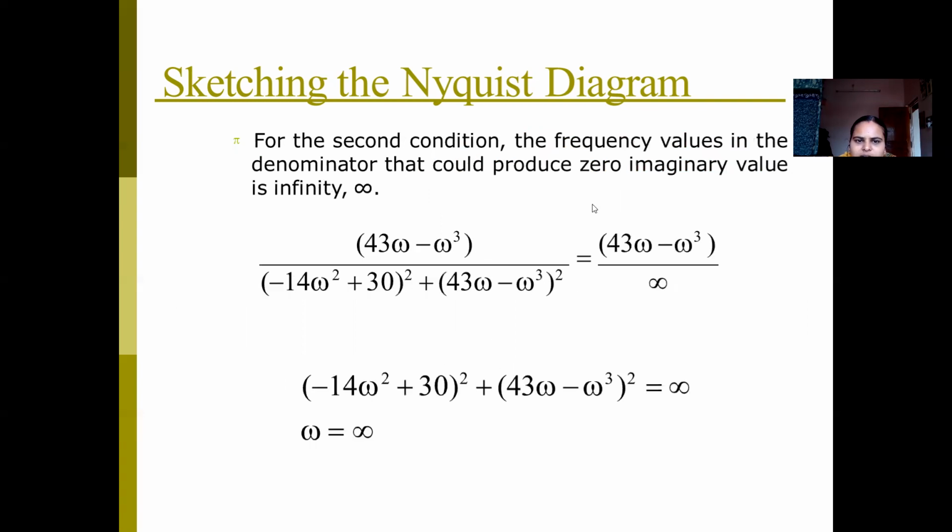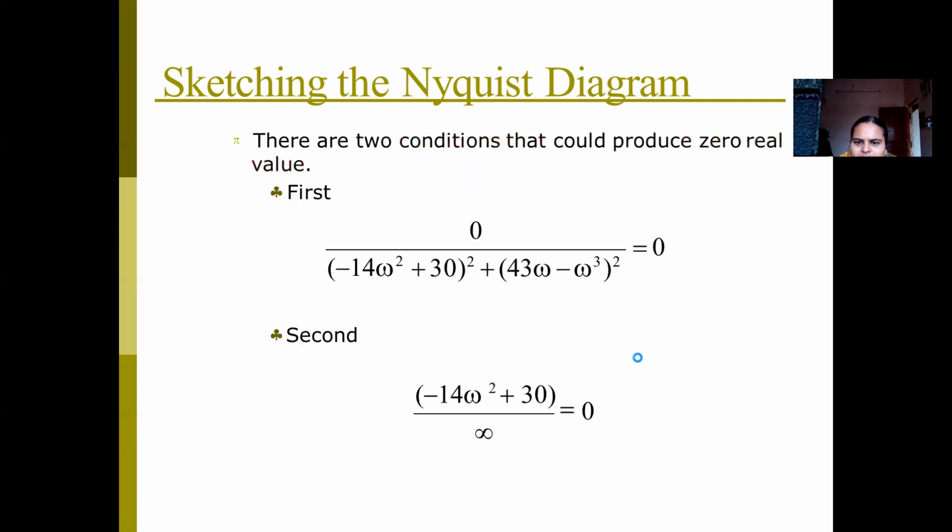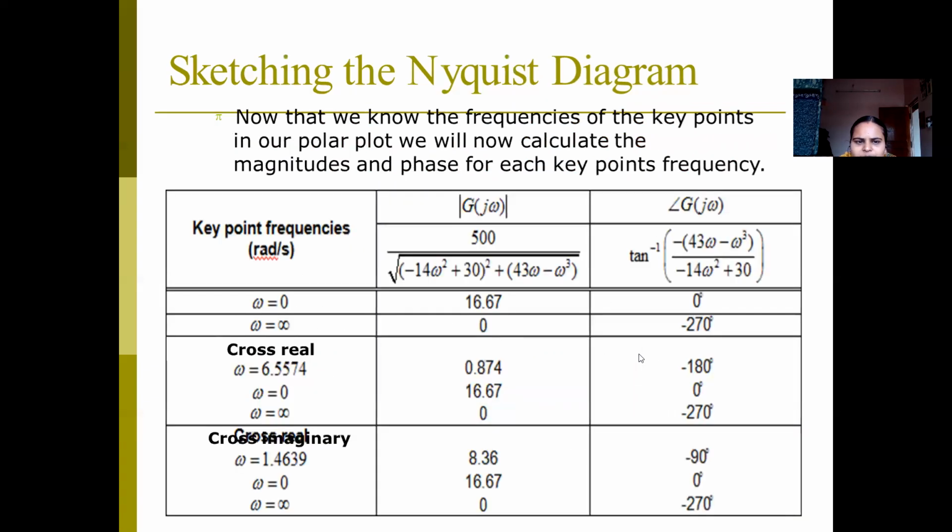Based on the frequencies and the conditions you have taken, you should follow those, and then the steps will continue. Then you'll be getting the table. It gives all the information for the real values and also for the imaginary values, in terms of angle and also in terms of magnitude. These are the values you'll be getting.